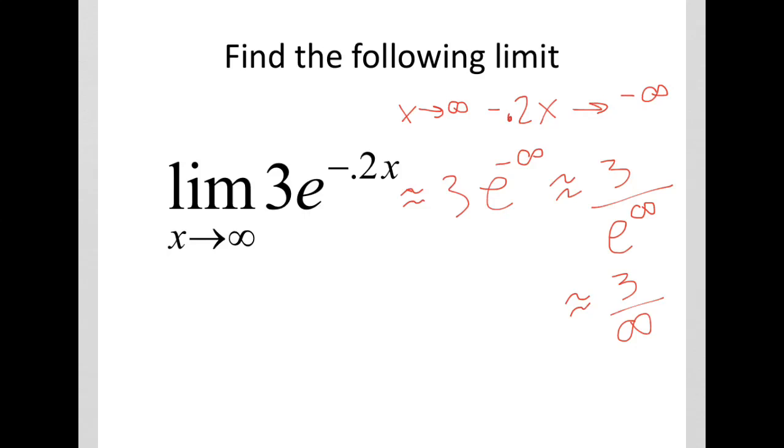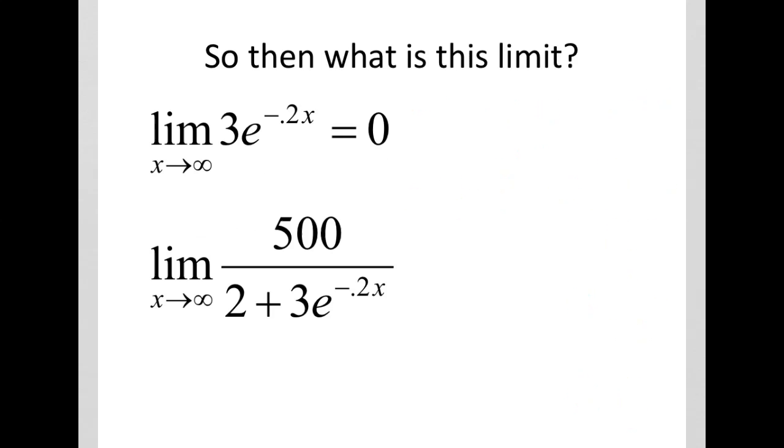So 3 divided by a monstrously huge number. If you have a really, really big denominator like that, this is going to go to 0. So this limit, as x approaches infinity, of 3 e to the negative 0.2x is 0.